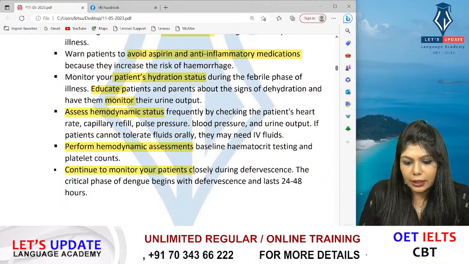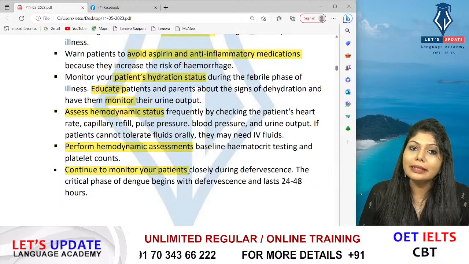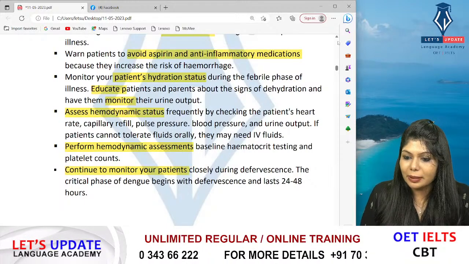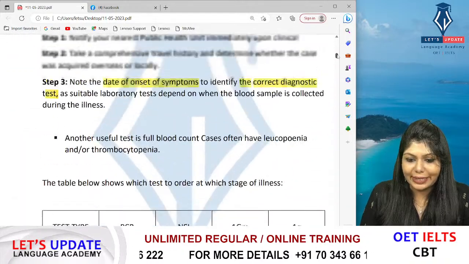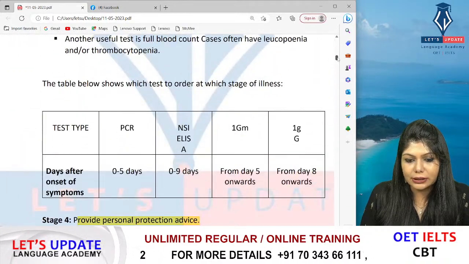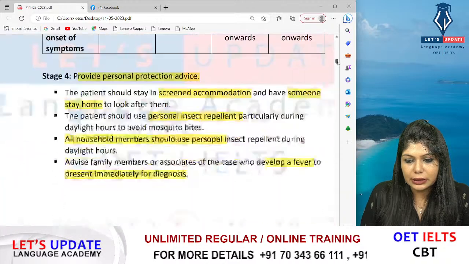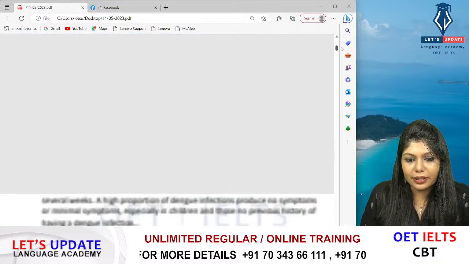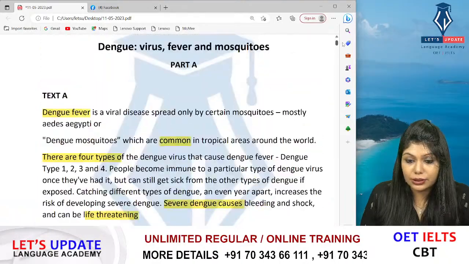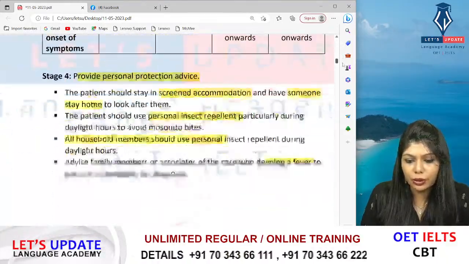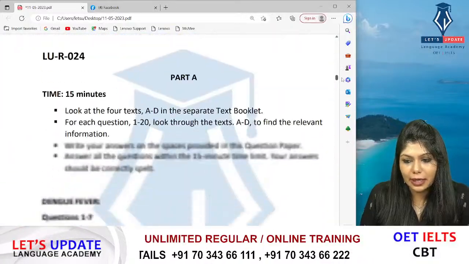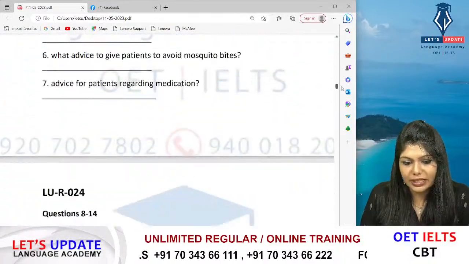Okay, so these are the important information from all the four texts. We have highlighted all the important information that we felt was required or essential from all the text. Moving on to the set of questions. So we'll start with question 8 first.